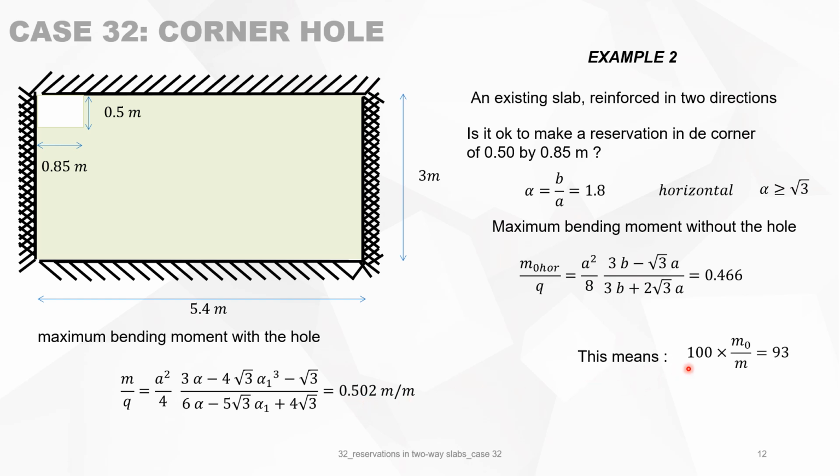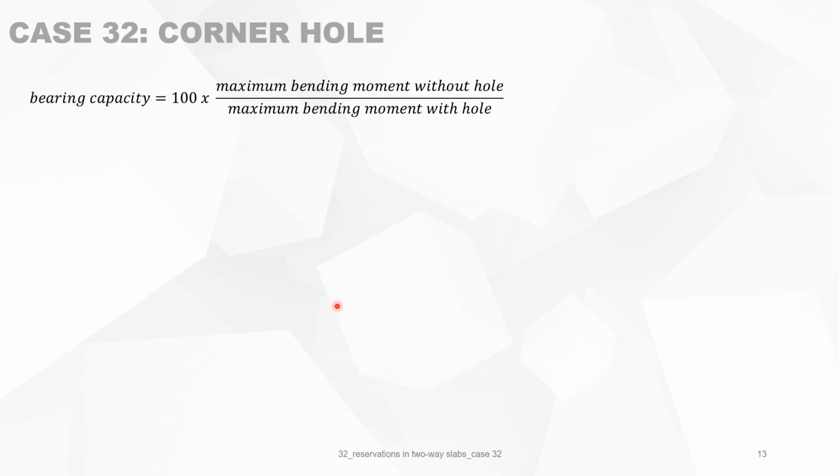This means that the bearing capacity, 100 times M0 divided by M, is 93. So we lose 7% in bearing capacity. So making a hole of this size in the corner, it loses you 7% of the total bearing capacity of the slab. Bearing capacity is defined as 100 times the maximum bending moment without the hole divided by the maximum bending moment with the hole. In dimensionless parameters, we have an expression of this type.